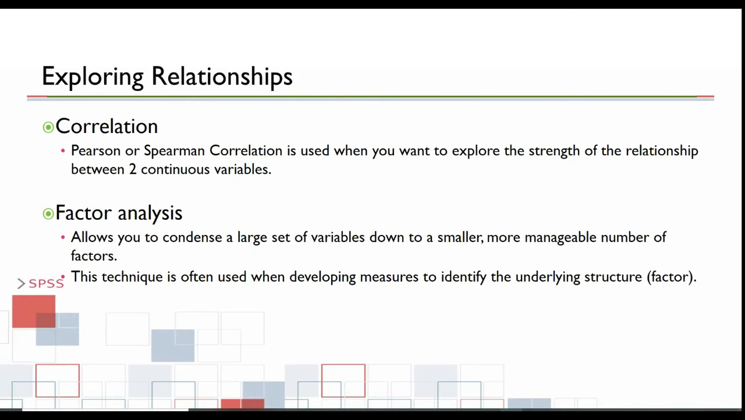Now you see here, whenever you are going to explore some relationships, you can run Pearson or Spearman correlation. So Pearson or Spearman correlation is used when you want to explore the strengths of the relationship between two continuous variables. Okay, we will have some examples on this. No worries on that. You just pay attention to the terms that I'm discussing. So if you are looking for some relationship, you can run Pearson or Spearman correlation.